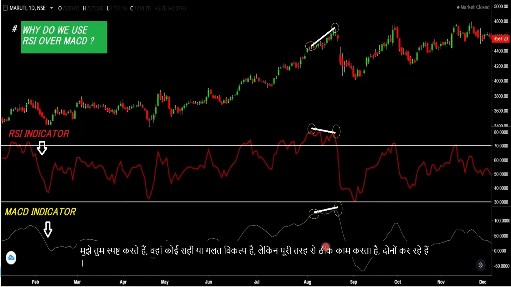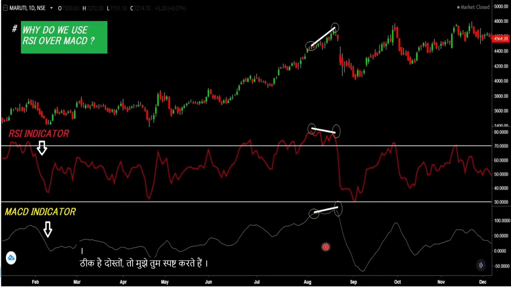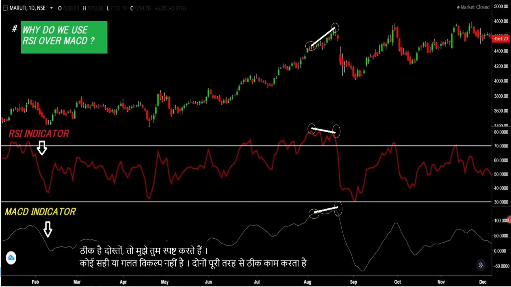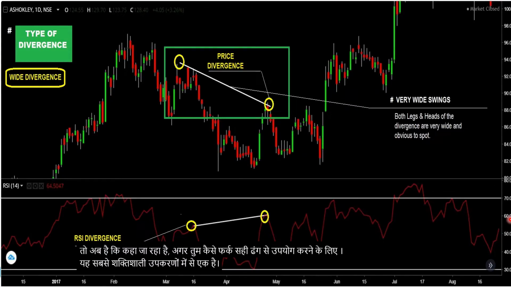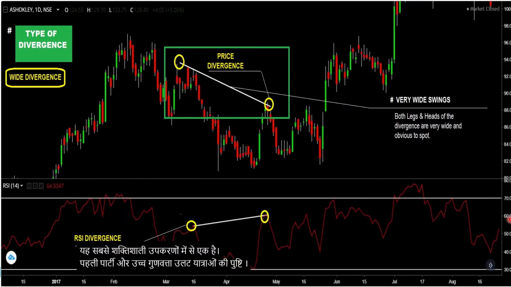Okay guys, so let me clarify. There is no right or wrong choice. Both work perfectly fine. I just prefer the RSI. That being said, if you know how to use divergence correctly, it's one of the most powerful tools for spotting and confirming high quality reversal trades. You will soon find out why.